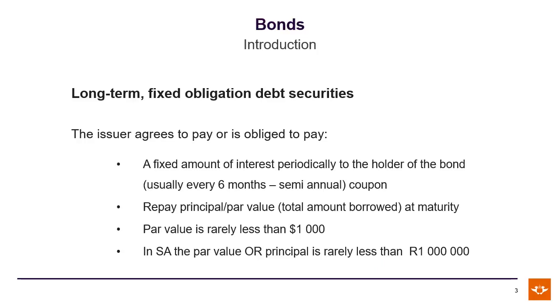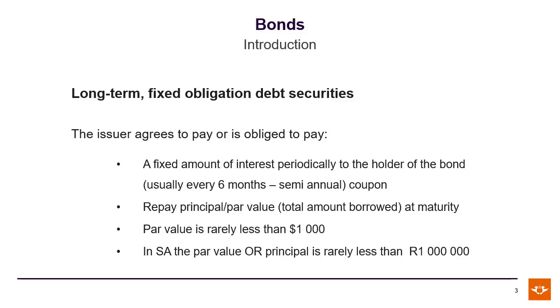Bonds are long-term, fixed obligation debt securities. They are long-term because they issue for 10 years or more. They are fixed obligation because once a bond is issued, the issuer is obliged to continue payments until it matures, and they are debt securities because the issuer is borrowing funds.